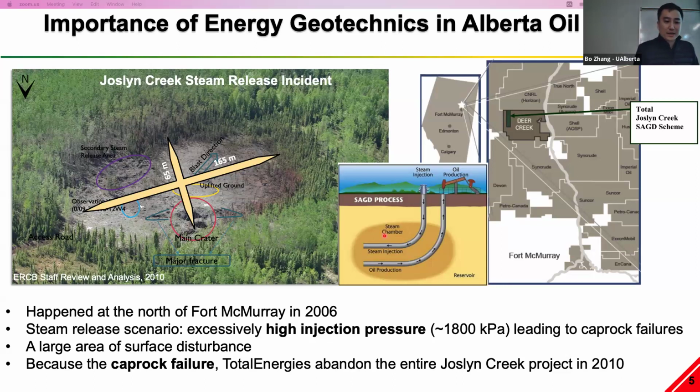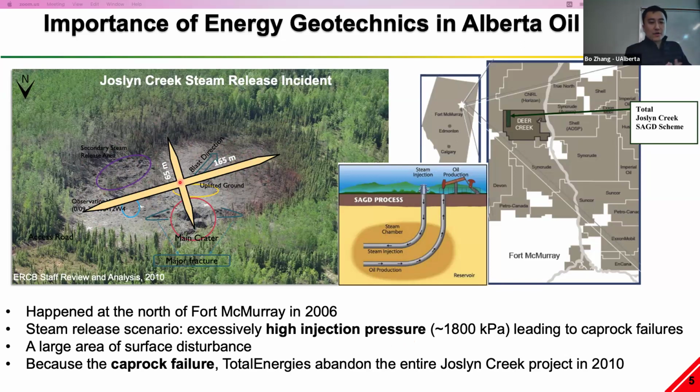Actually, this happened back in 2006 north of Fort McMurray, when Total Energies started their steam circulation to start their SAGD production. They injected the steam at a very high injection pressure for its depth, which is just around 150 meters. They injected at around 1.8 MPa. And that actually led to caprock failure. We could see here a very large surface disturbance, which is 165 meters by 65 meters, more like a football field, right?